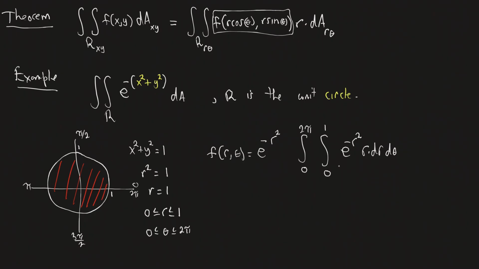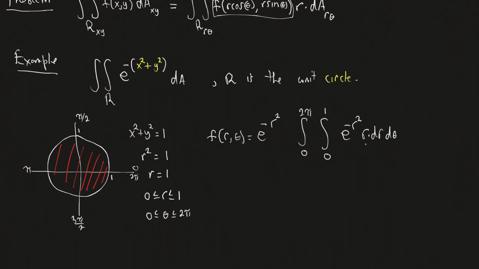So I'm going to evaluate the first integral. Let's do this separately. We have e to the negative r squared times r dr. This one requires a u-substitution, because the quote-unquote inner function here is negative r squared, and we have something very close to its derivative right here. We're missing a constant multiple, but that's fixable.